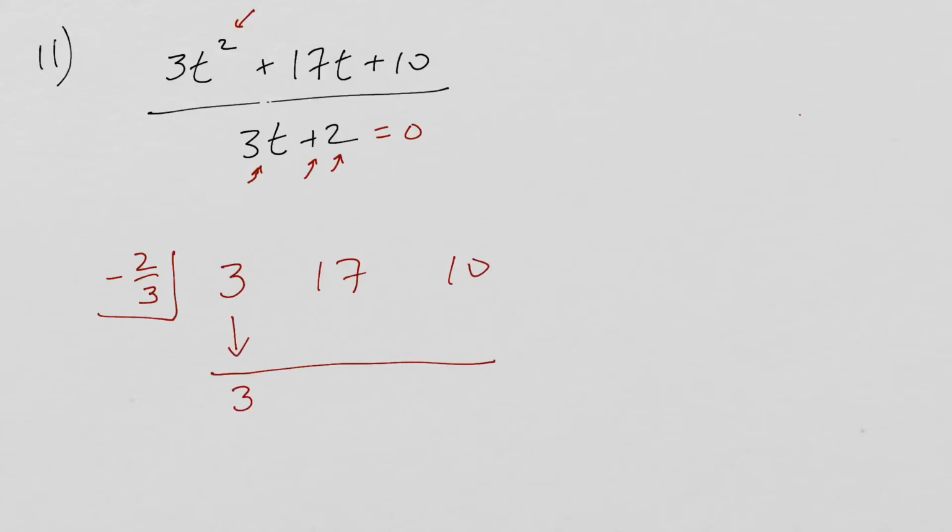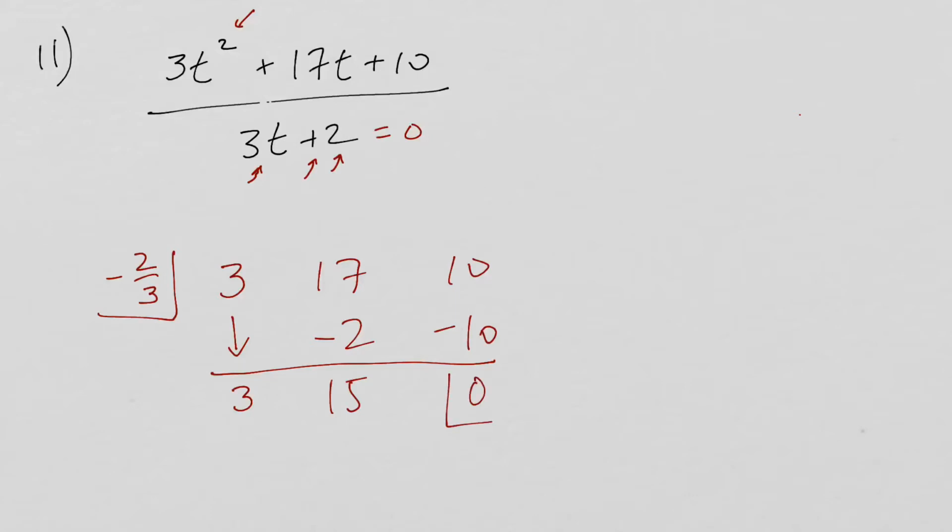So now I multiply the number in the box by that. The 3's cancel and I get negative 2, and I just repeat this process. I add up this column and get 15, and I multiply the box by that. The 3 goes into the 15 5 times. 5 times 2 is negative 10. I add this column up and I get a 0.